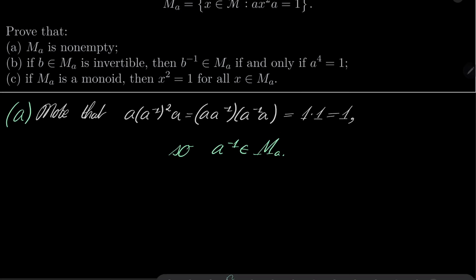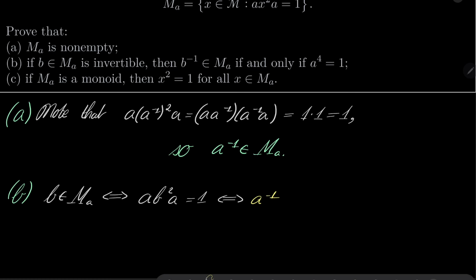Alright, part B. Notice the following. B is in M sub A is equivalent to saying that A B squared A is 1, but remember that A is invertible, so we can invert it. So we can put A inverse on both sides, and this is equivalent to saying that B squared equals A to the minus second power.